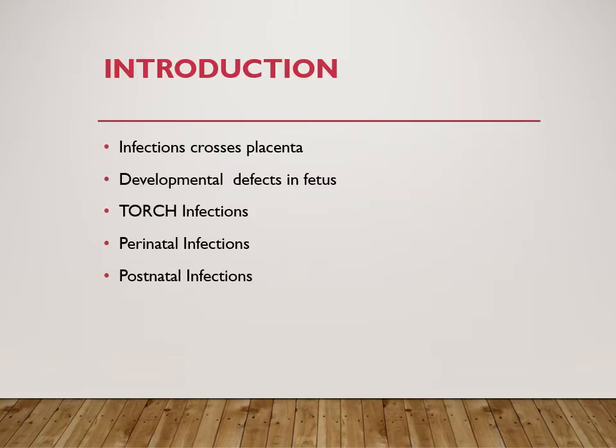So congenital infections are infections transmitted through the placenta from mother to child, and may lead to certain developmental defects in the fetus or certain congenital malformations. Now the agents for transmission of these infections are given by an abbreviation, TORCH infections. Usually it can come as a short note as TORCH infection. So what is this TORCH?